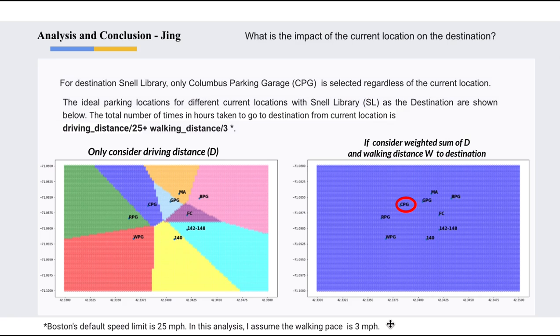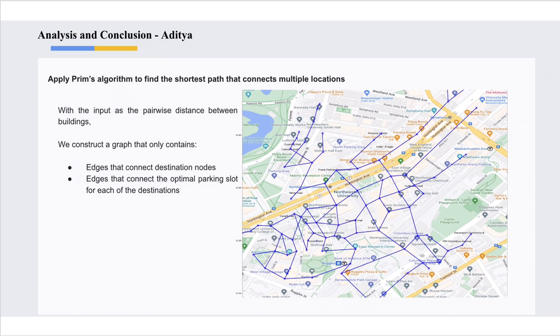For the ideal parking location, we want to reach a balance for the driving distance and walking distance. However, if I make judgments based on the total times it would take me to go to the destination from my current location, I would always pick Columbus Parking Garage for Snell Library, instead of the image that you see on the left that is just based on the driving distance.